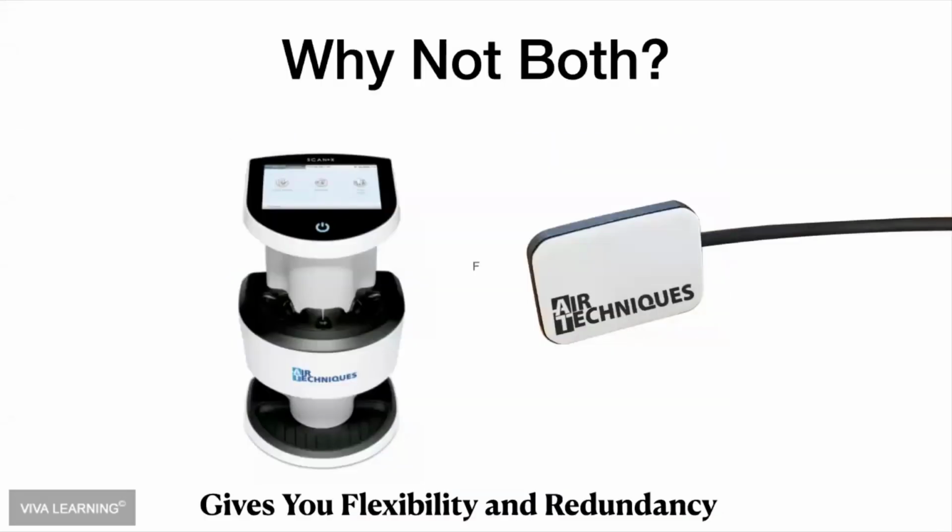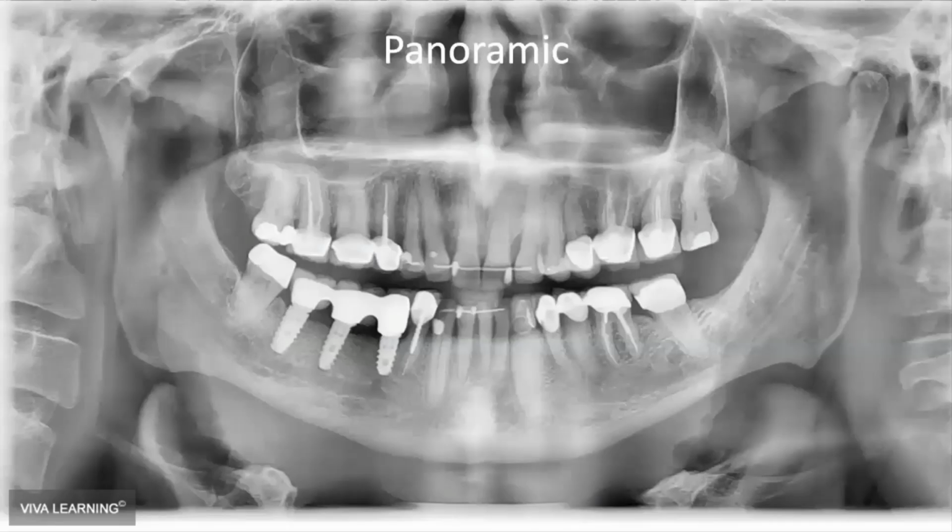So again, why not both? It gives you the flexibility. It gives you the redundancy. It gives you the ability to take images on anyone who walks into your office. And then we get to panoramic imaging. This is a big piece too.